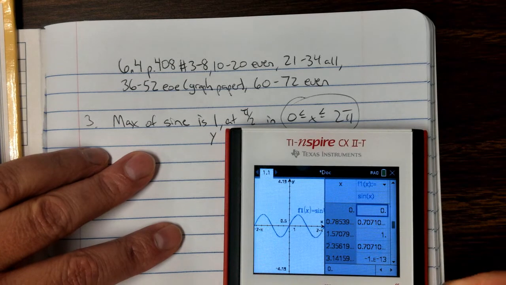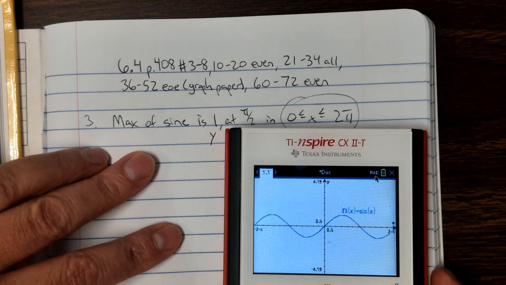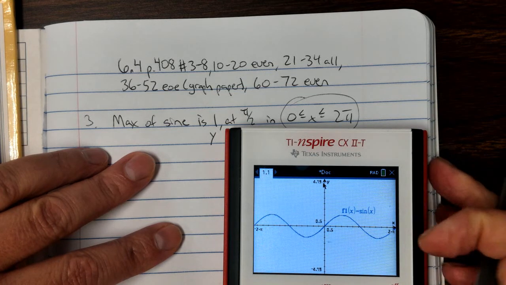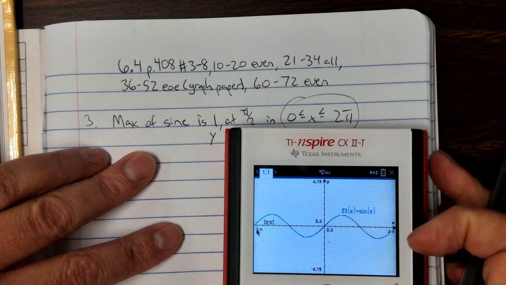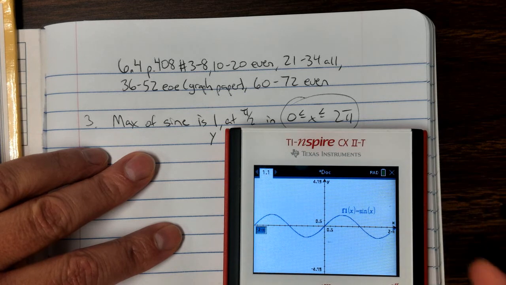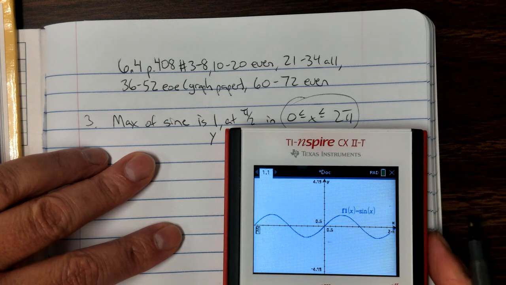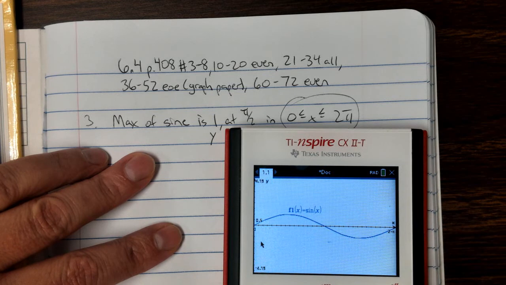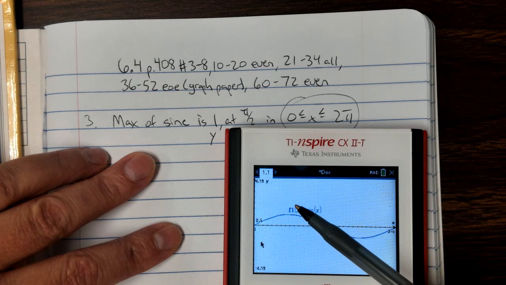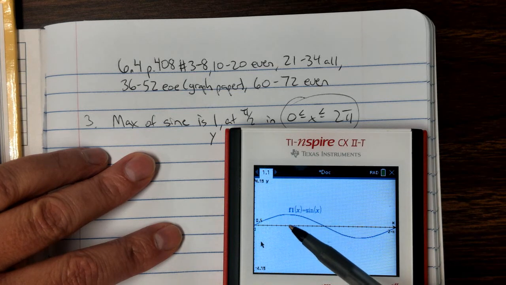So in my graph, I'm showing 2 periods worth like we do on our graph paper, but you could just set this to be 0. And now you're showing 1 period worth from 0 to 2 pi. And so the maximum occurs at the high point, which is at pi halves for x and 1 for y.